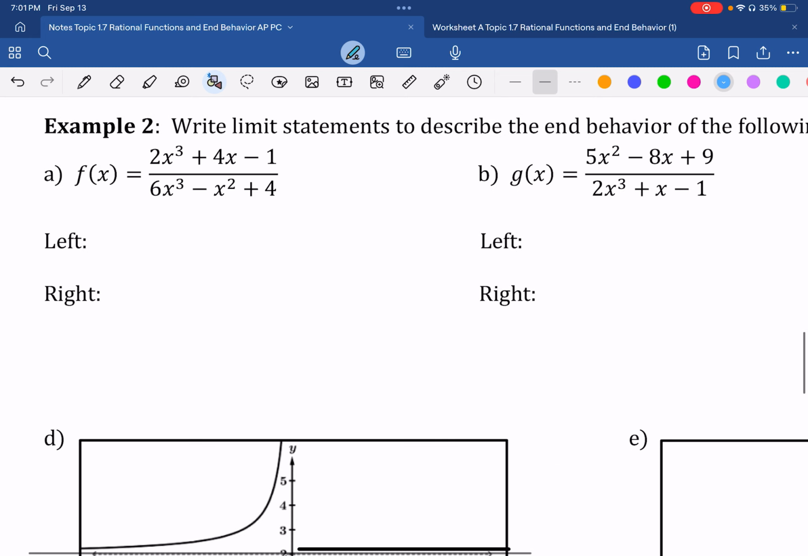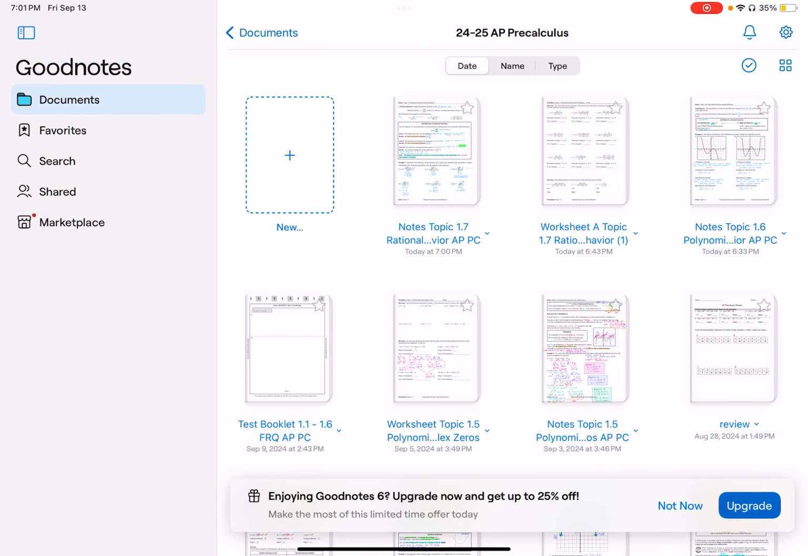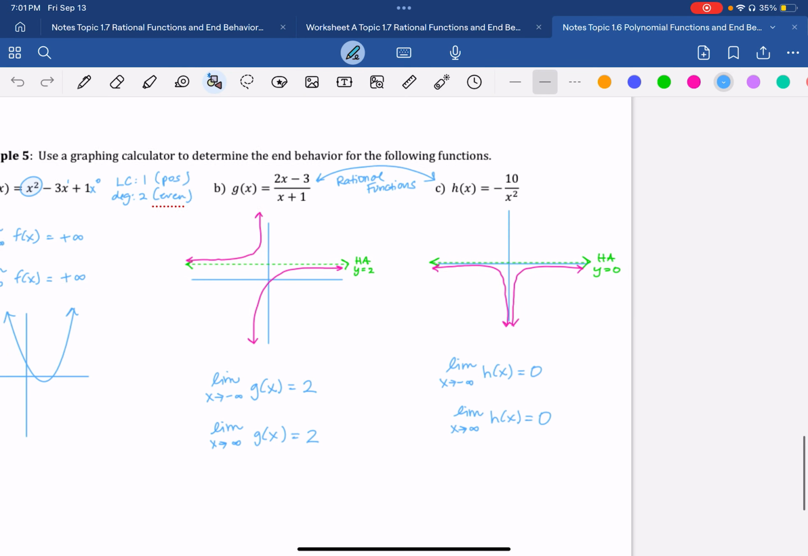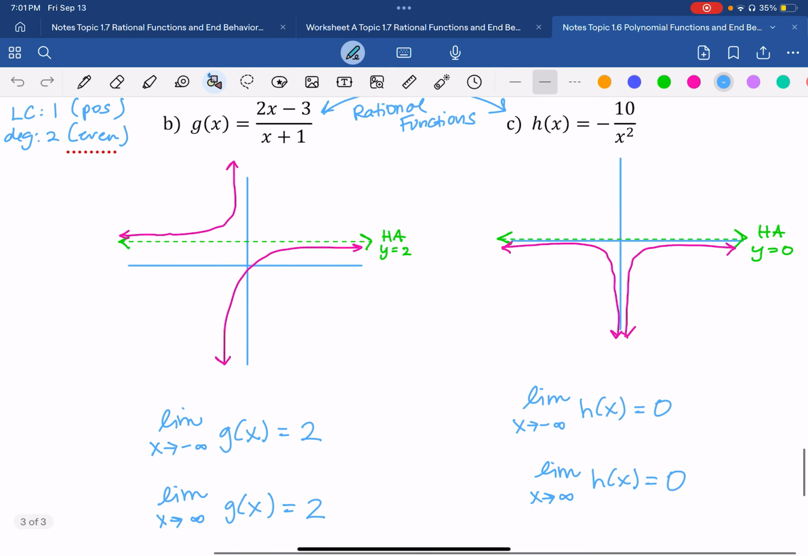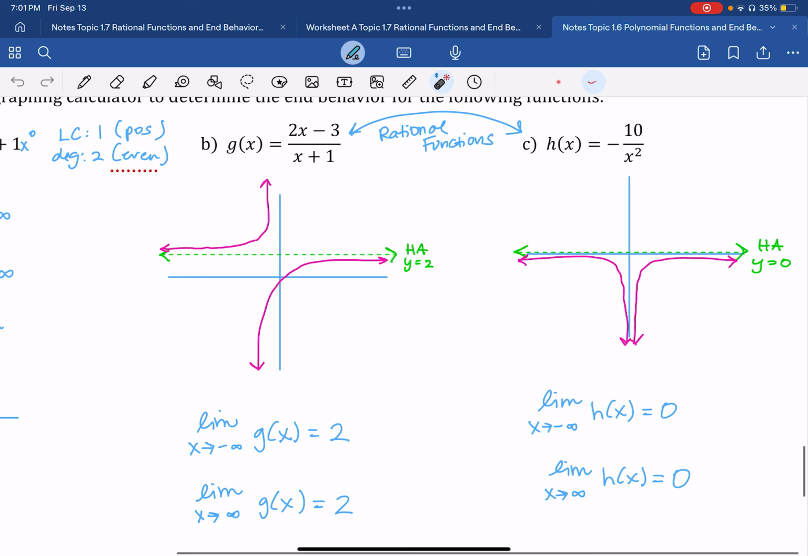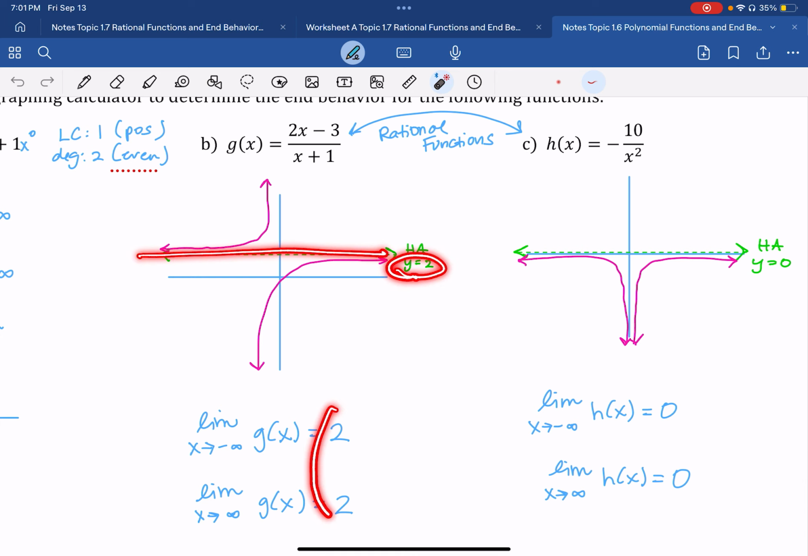Okay, let me pull up the 1.6 notes just so I can show you, refer back to this, because we did 2 examples of this in the last lesson. Okay, so B and C were both rational functions. Letter B had a horizontal asymptote at y equals 2, so my answer for both the left and the right were 2. Okay, because all the way to the left we approach 2 and all the way to the right we approach 2.